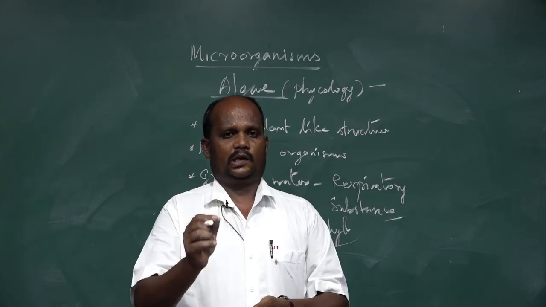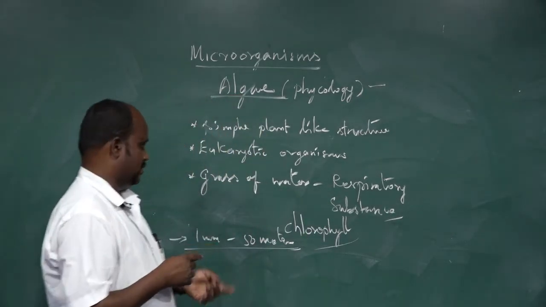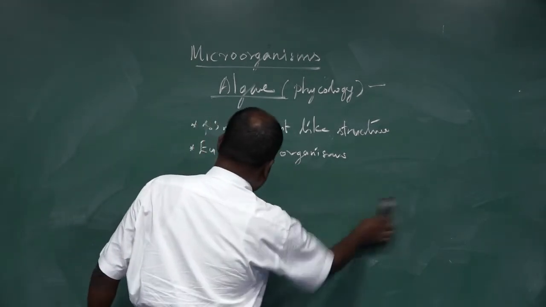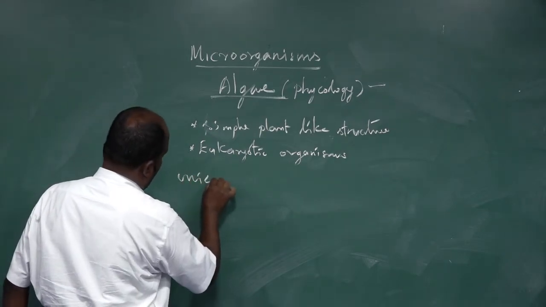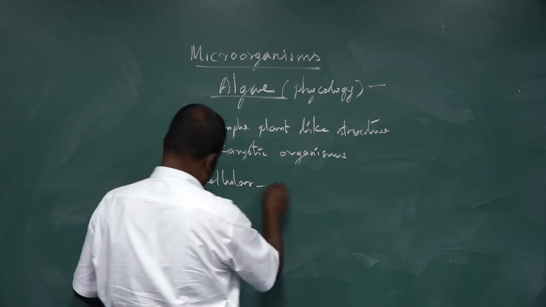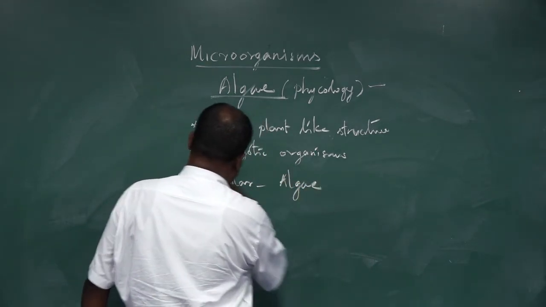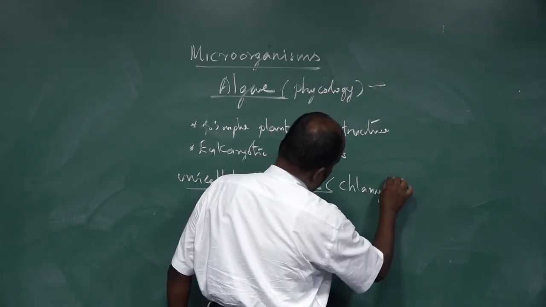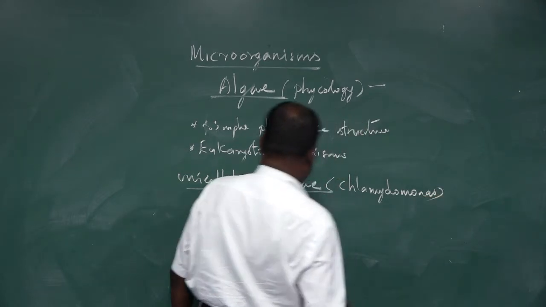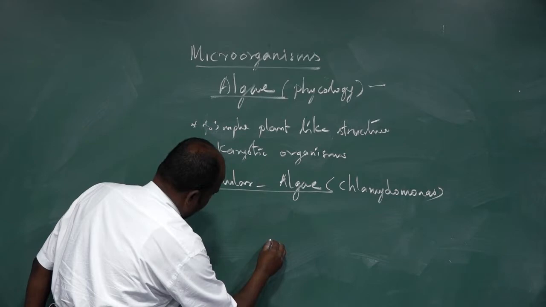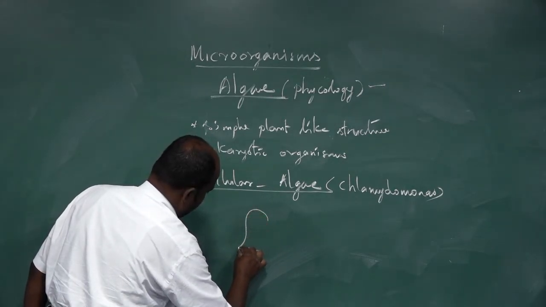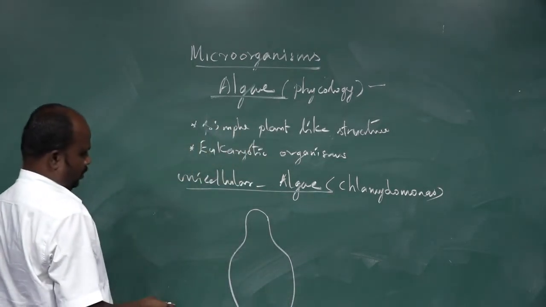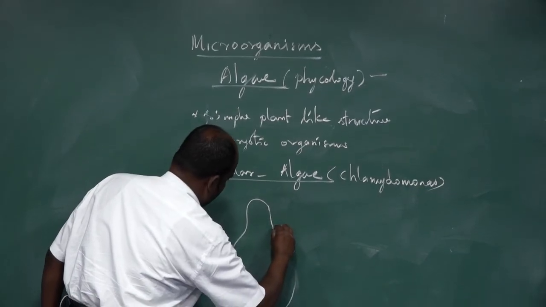First, we are taking the unicellular algae. A better example is Chlamydomonas. I will draw the diagram on the board, just listen. A simple unicellular algae example structure, Chlamydomonas. See, this is a simple structure of a unicellular alga, Chlamydomonas. You should learn from me how to draw diagrams of biological species.